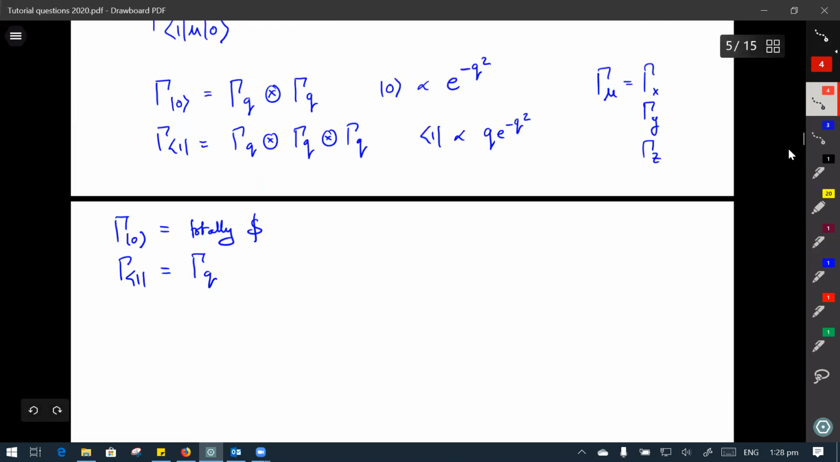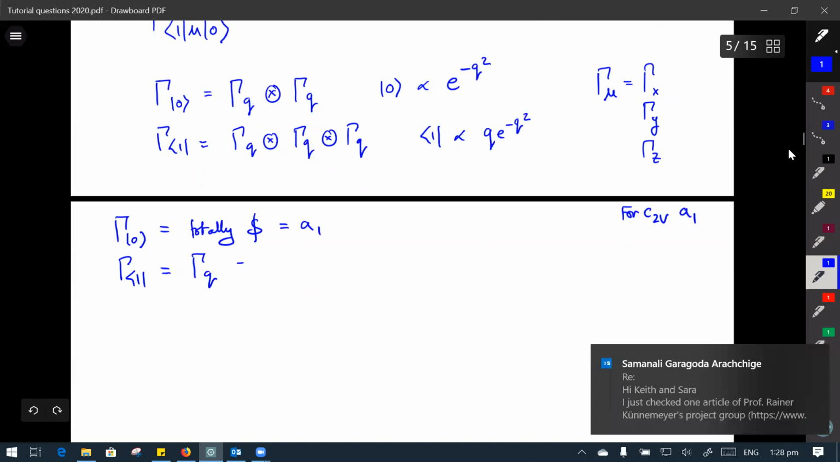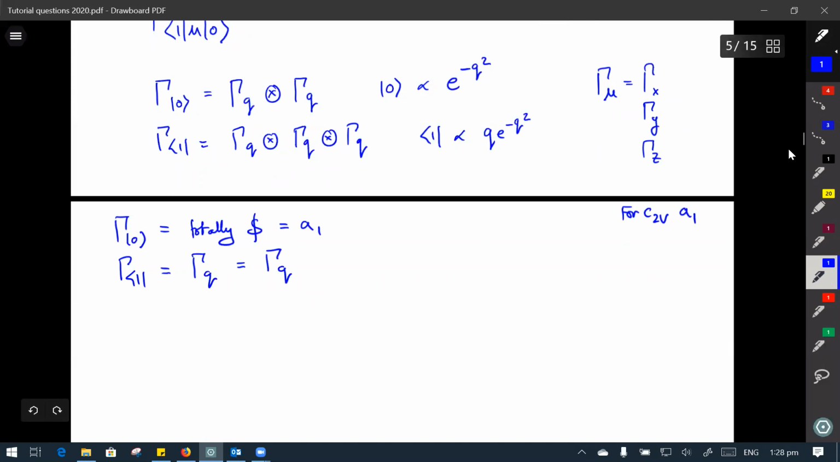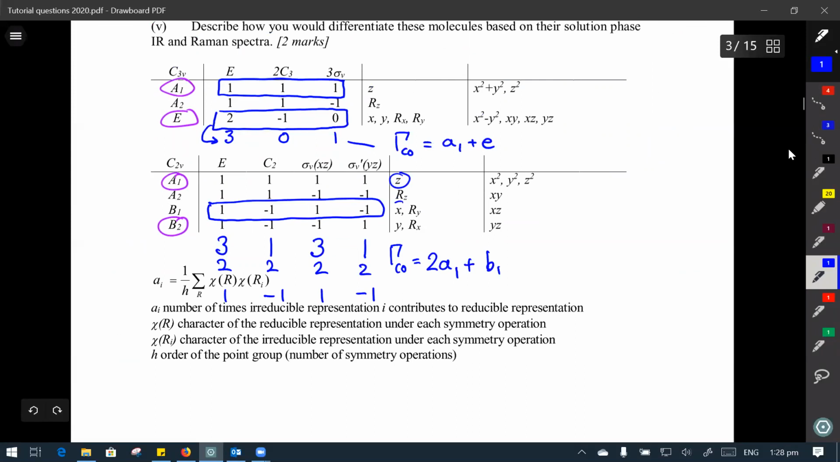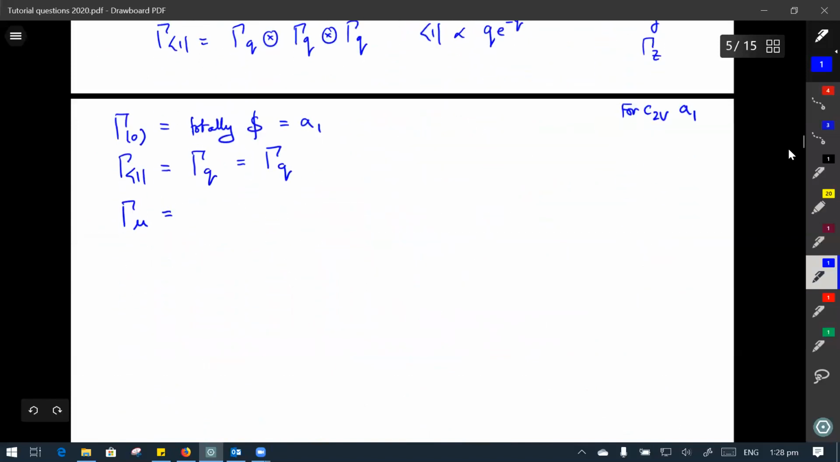So that being the case, you know that this is for C2V. So for C2V, this is just going to be A1. This is just going to be equal to the symmetry of Q, which for 2 of the vibrations is A1, but let's not worry about it. Then all we have to do is work out the symmetry of the dipole moment operator, and it's just X, Y, or Z. So let's scoot up to the character table. We've got Z, X, and Y, and that's A1, B1, and B2.